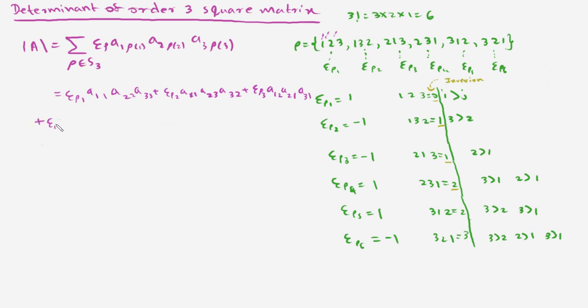plus epsilon rho 4, so it will be a12, a23, a31, and epsilon rho 5, a13, a21, a32, and epsilon rho 6 will be a13, a22, a31. So we just assign the corresponding values.